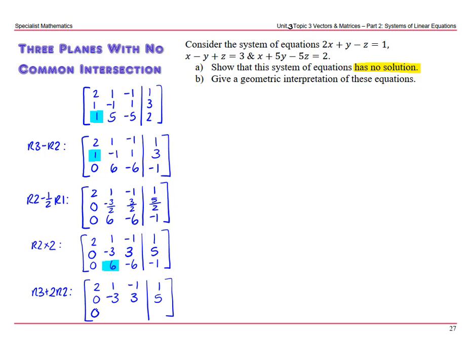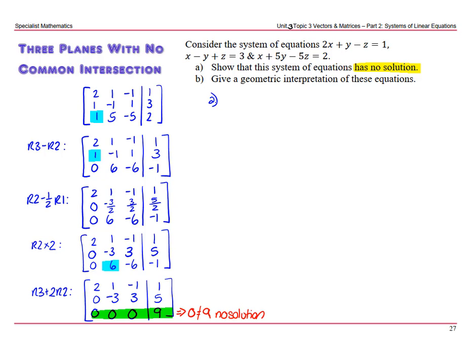So 0 minus 0. 6 take negative 3 times 2 is 6 take 6, which is 0. Negative 6 take 2 lots of 3 is negative 6 plus 6, which is 0. Negative 1 plus 2 lots of 5 is negative 1 plus 10, which is 9. And here we have a problem with this 0, 0, 0, 9. That's saying that 0 equals 9, which is not true. So this is telling us there's no solution.